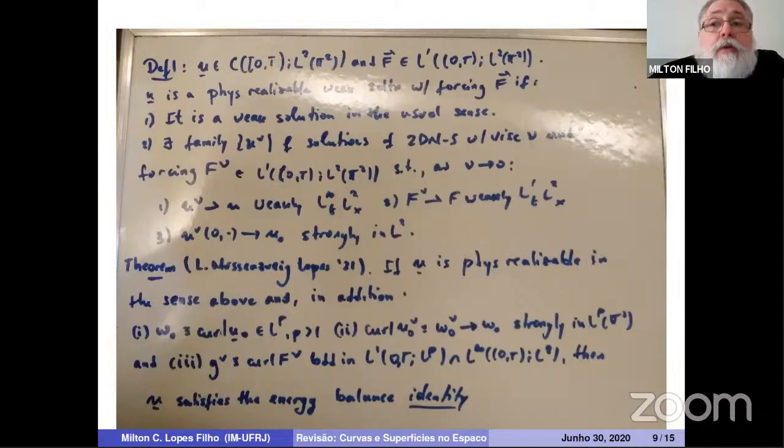And the theorem that we proved is, if u is physically realizable in the sense above, and in addition, first, omega naught is in L^p for p greater than 1, so that we keep. Second, curl of u naught, omega naught nu, converges strongly in L^p to omega naught. Not only are we assuming that omega naught is uniformly bounded in L^p, but we are assuming that the initial data is converging to the initial vorticity strongly in L^p. And third, the condition on the forcing is that G nu, which is the curl of F nu, is bounded in L1 in time into L^p intersection L infinity in time into L2. Then u satisfies the energy balance identity. That's the condition we found.